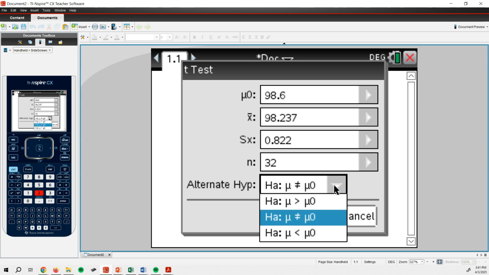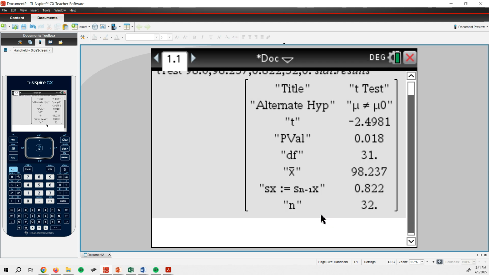Remember, you can change it to greater than, less than, but in this case it said different. So we leave it as that, hit OK. There is our t value that we just found. There's our p value we're going to need. We've got all the information we need right there.